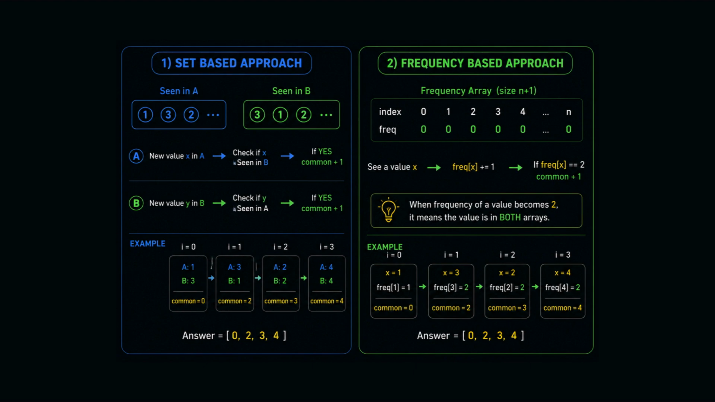The second approach is frequency-based thinking. Since this is a permutation, every number appears exactly once in A and exactly once in B. So instead of tracking two separate histories, we can simply count how many times a value has appeared overall. The moment a value appears for the second time, we know it has shown up in both arrays, so it becomes part of the common count.